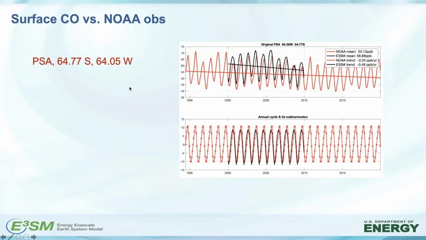So we can also reasonably match the NOAA site at South Pole. So this is an Antarctic site. It has some overestimation, but the annual cycle is reasonably captured. So overall, for the surface CO simulation, we match the global sites with a relatively good comparison with the NOAA observations.